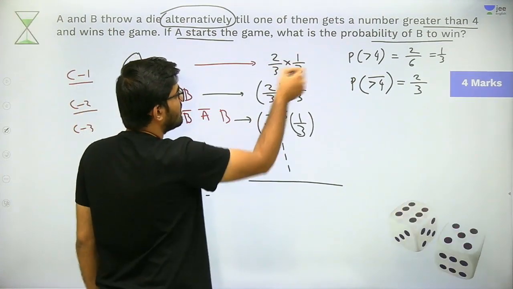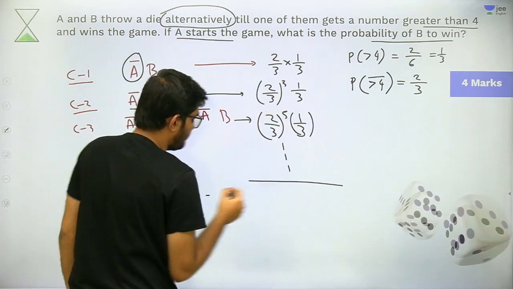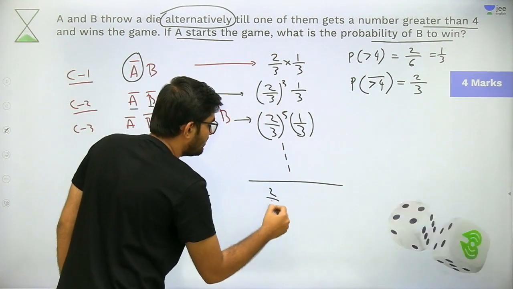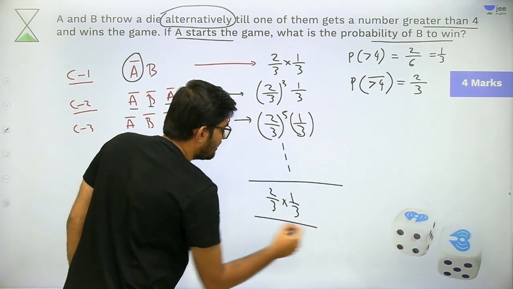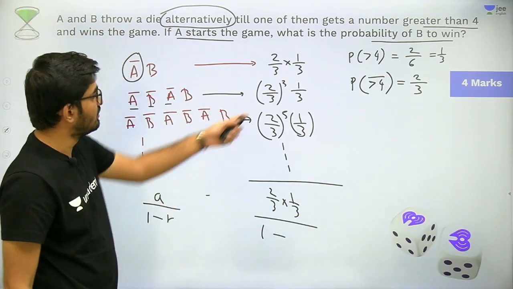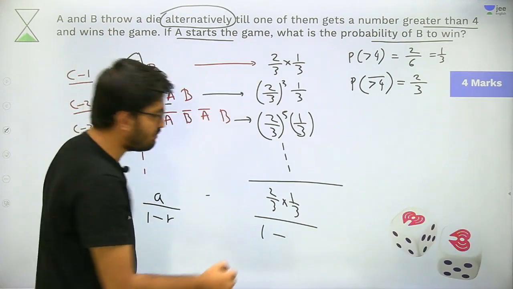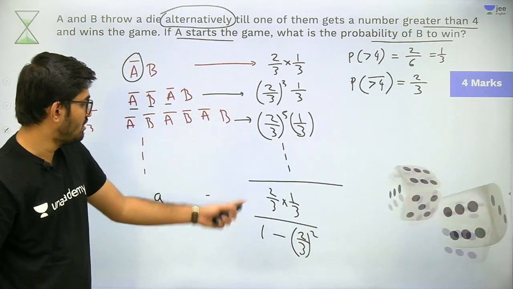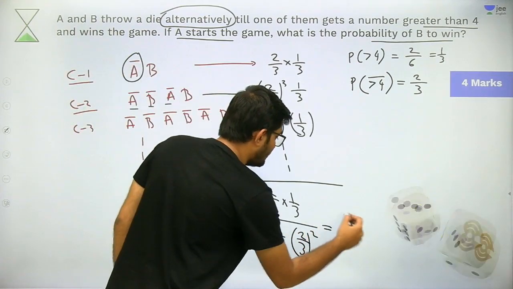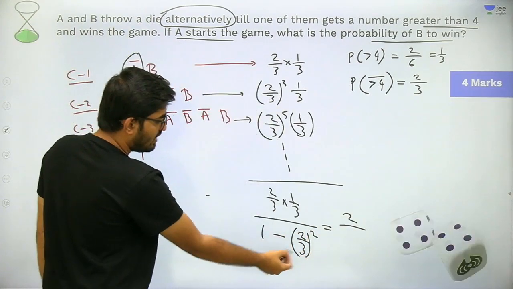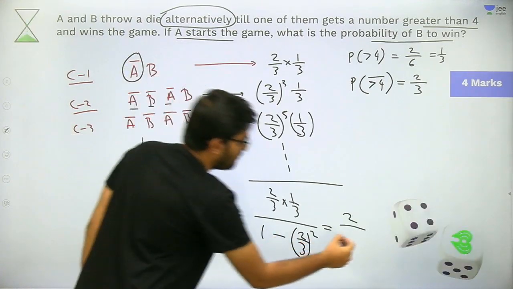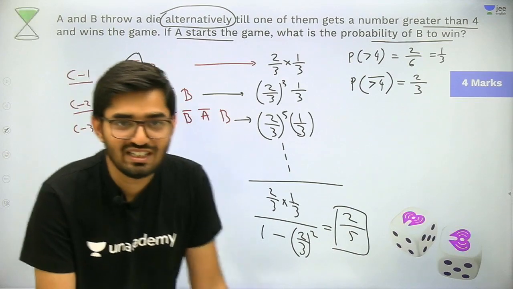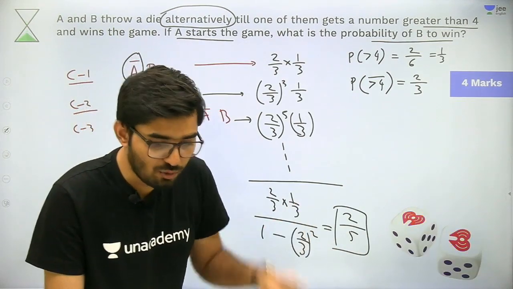So for the infinite GP, what is the first term? If we add everything, the formula is A by 1 minus R. So the first term is 2 by 3 into 1 by 3, divided by 1 minus R. What is R? The common ratio. Every time we are multiplying by 2 by 3 the whole square. So everything will get cancelled. 9 will get cancelled, 9 minus 4 is 5. So 2 by 5 is the answer. The probability that B will win is 2 by 5.